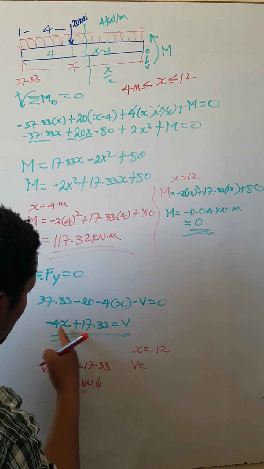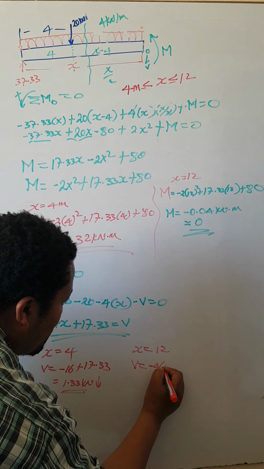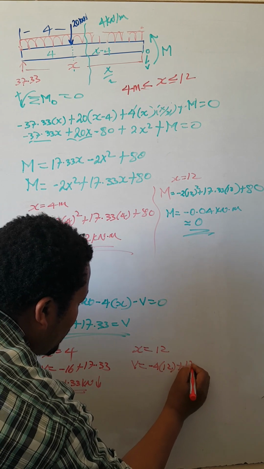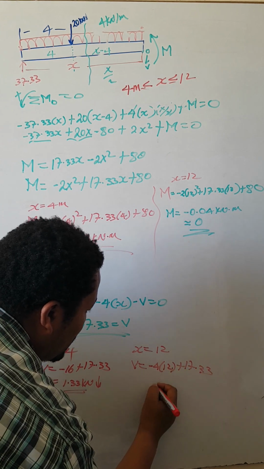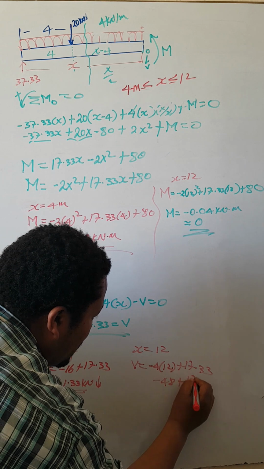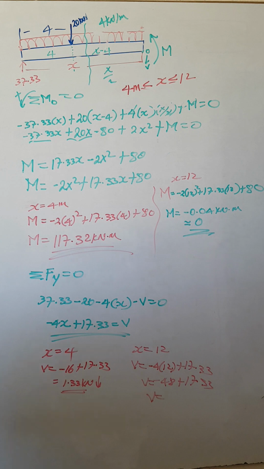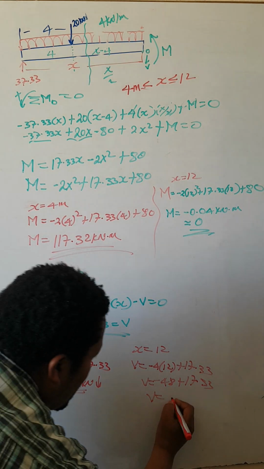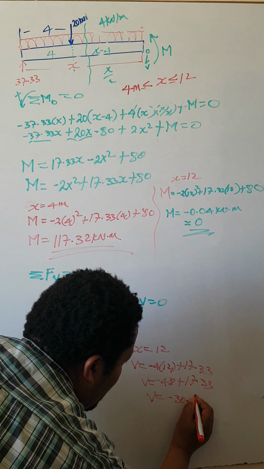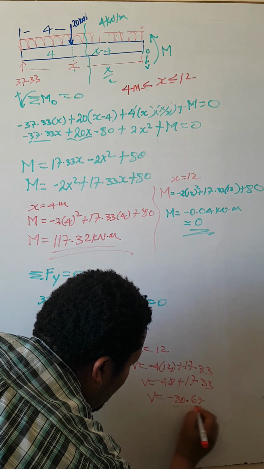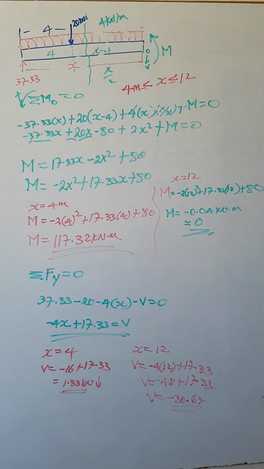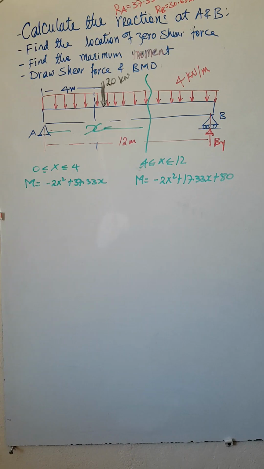When x is equal to 12, what does our shear force become? v is equal to negative 4 times 12 plus 17.33. This is negative 48 plus 17.33. So when x is 12, v is negative 30.67. Now we have found the shear force, very good.